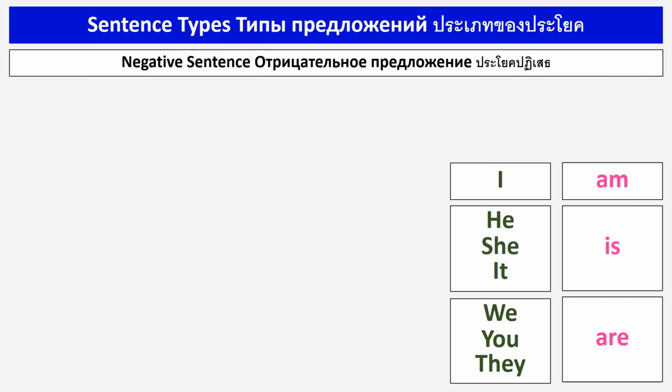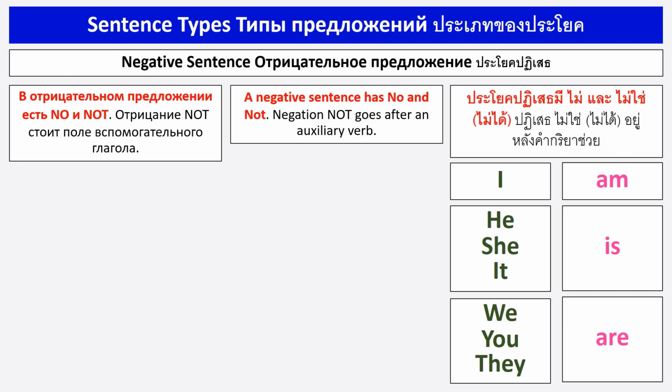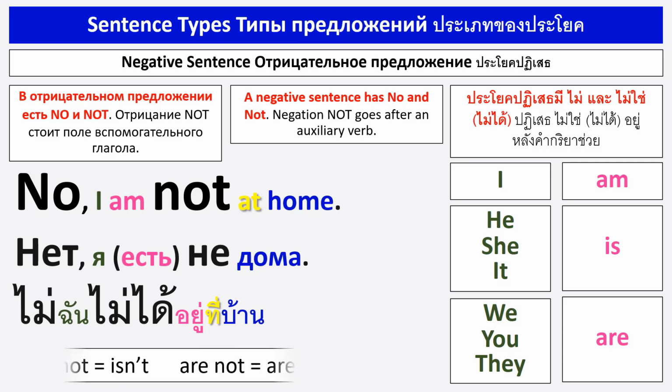Negative sentence. A negative sentence has no and not. Negation not goes after an auxiliary verb. No, I am not at home. Is not, isn't. Are not, aren't.